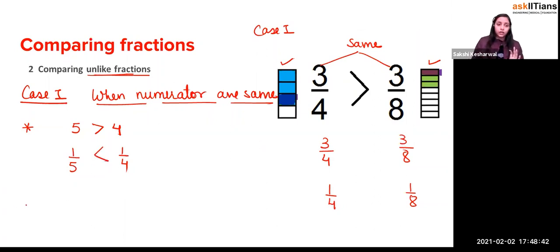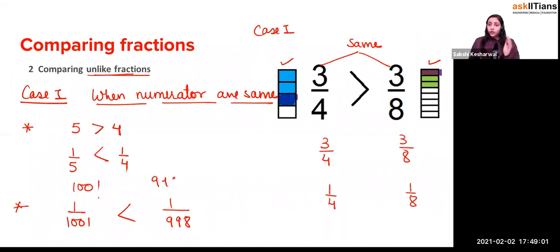So if anyone asks you, 1 by 1001 or 1 upon 998, which one is greater? Without giving a thought, this is greater. But if I say 1001 is greater or 998 is greater, definitely this is greater. So when you take the reciprocal, the sign of inequality changes, because you're going to take the bigger part, right? Yes, this is clear.